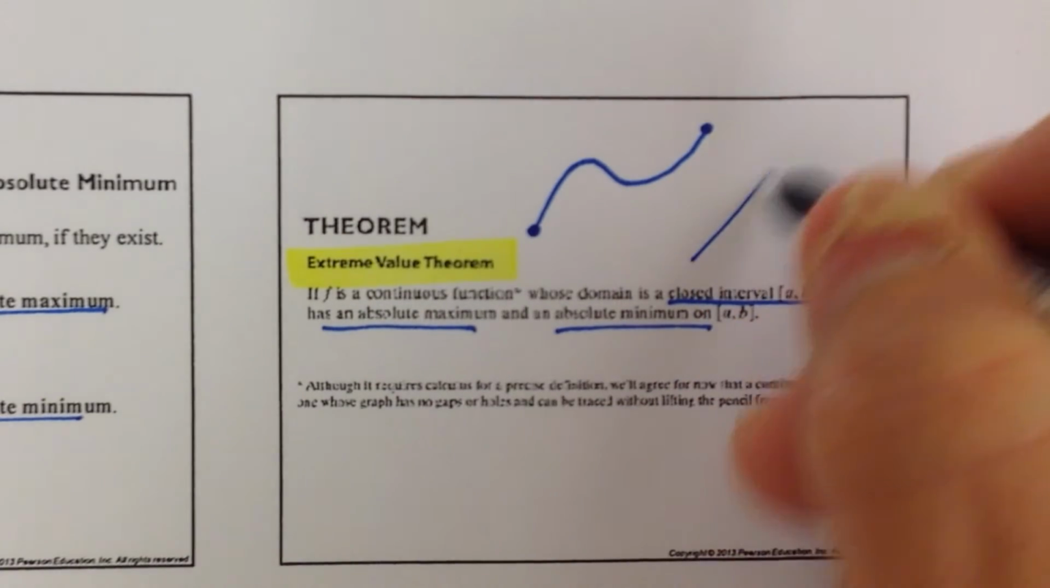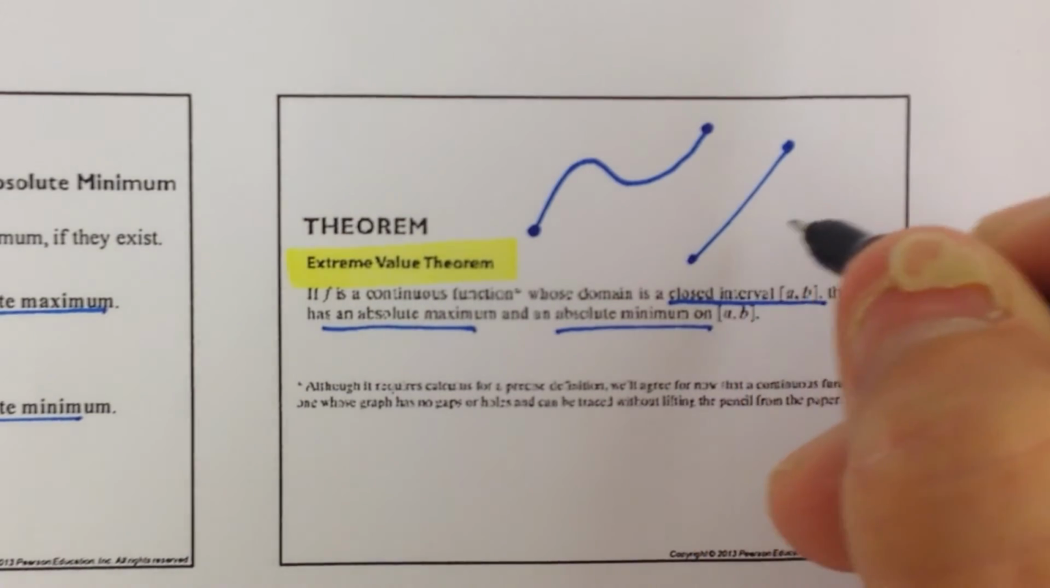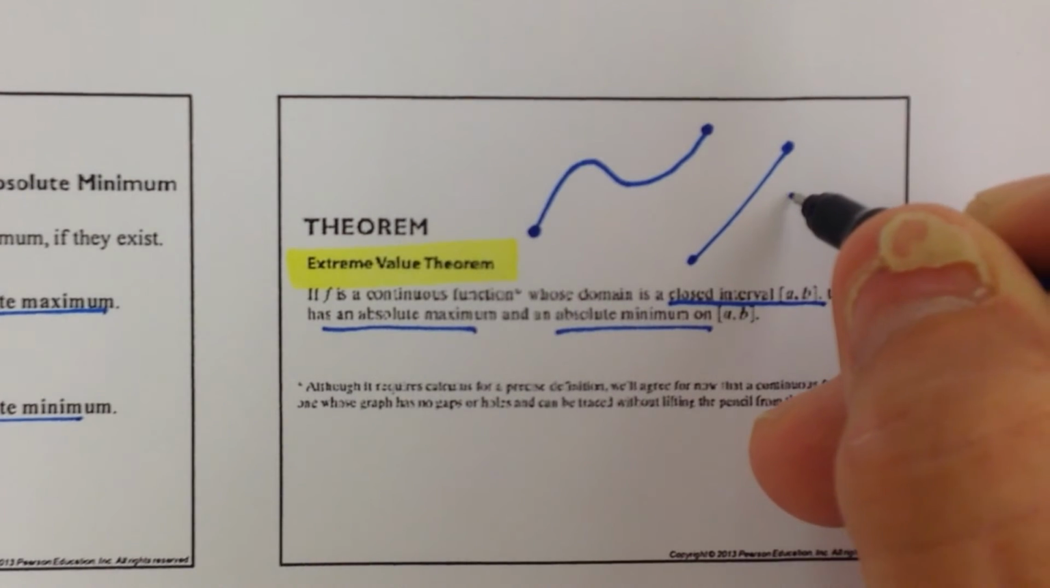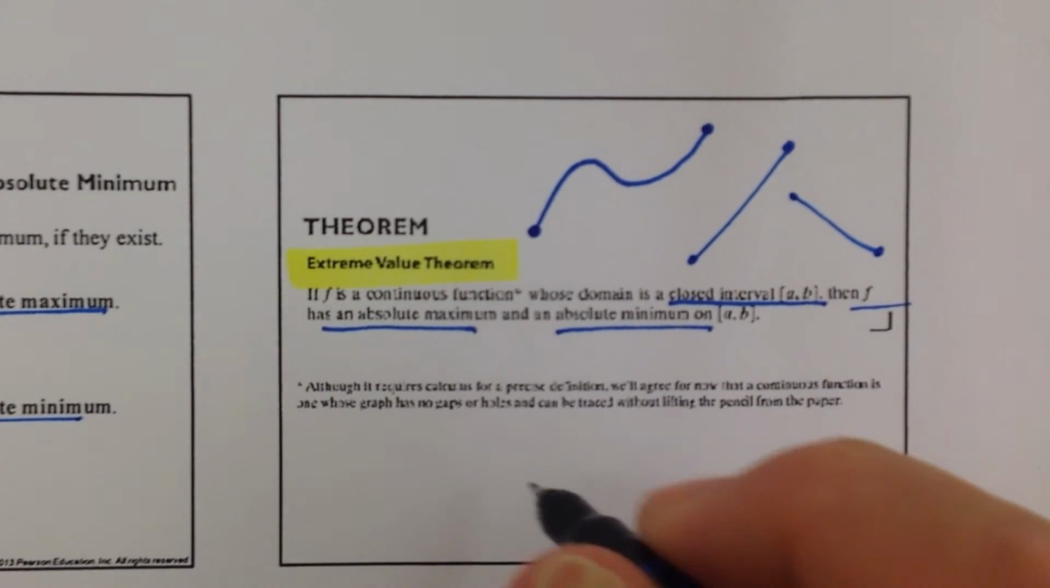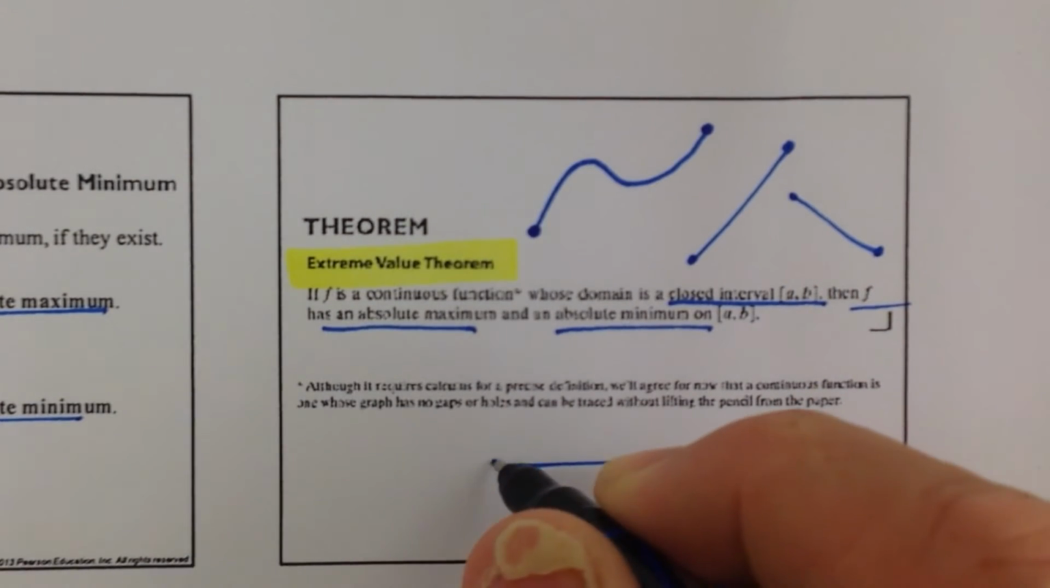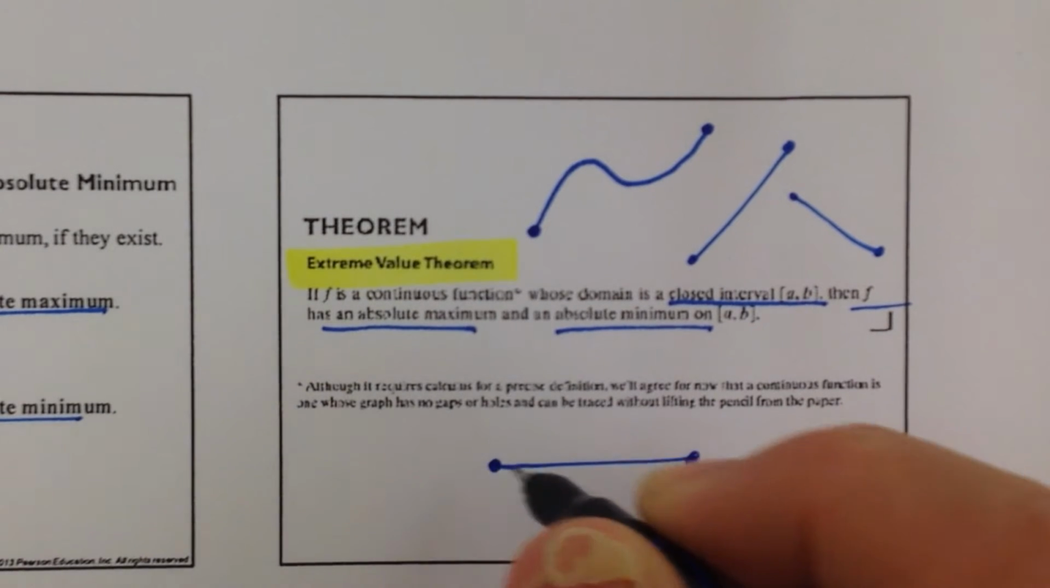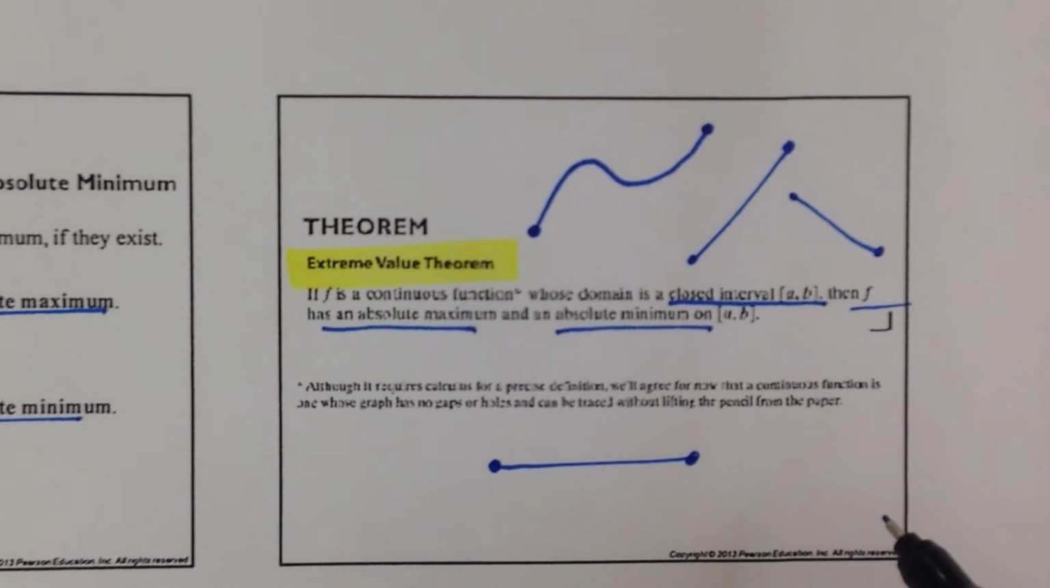Okay? I challenge you to find a function that's continuous on a closed interval that doesn't have both an absolute max and absolute min. Even if it's a constant function, the absolute max and absolute min are the same number, but they're still there. Okay?